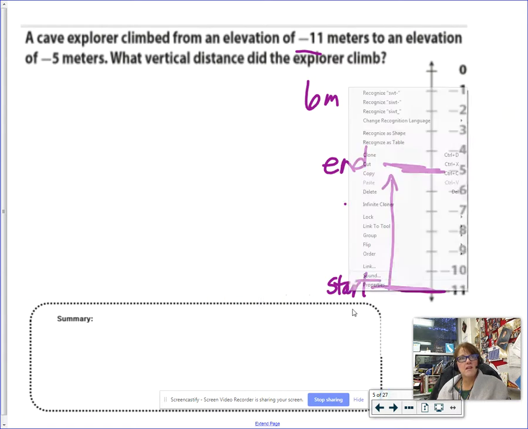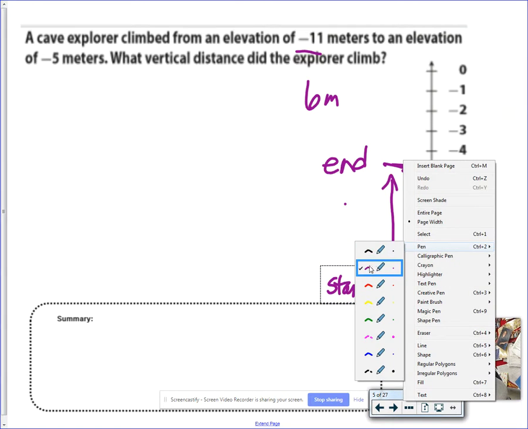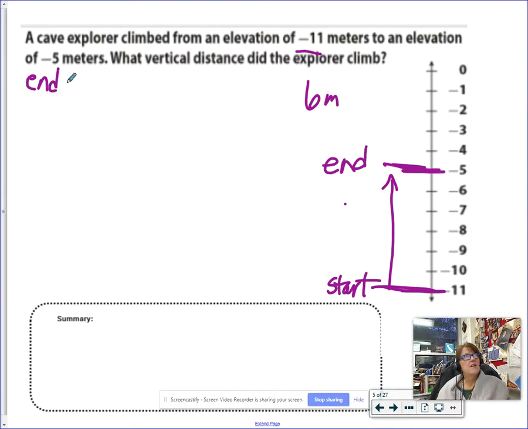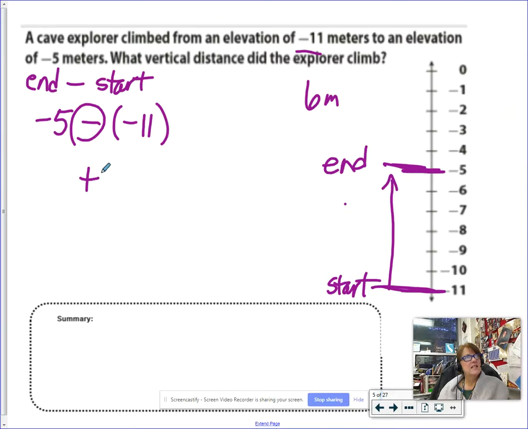But let me show you mathematically how this works. What this means is you always take the end minus the start, or the final minus the original, or the beginning. So we ended at -5, and we subtract our starting number, which was -11. And you look at this and you say, oof, there's way too many negative signs here. So thank goodness we have this philosophy that subtraction means add the opposite, which would be +11. So it's -5 plus 11.